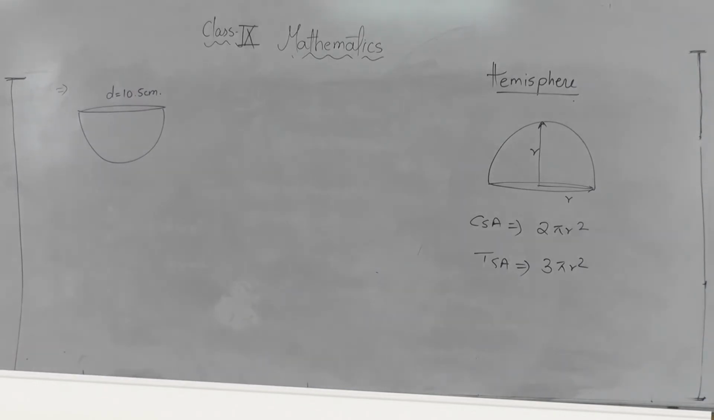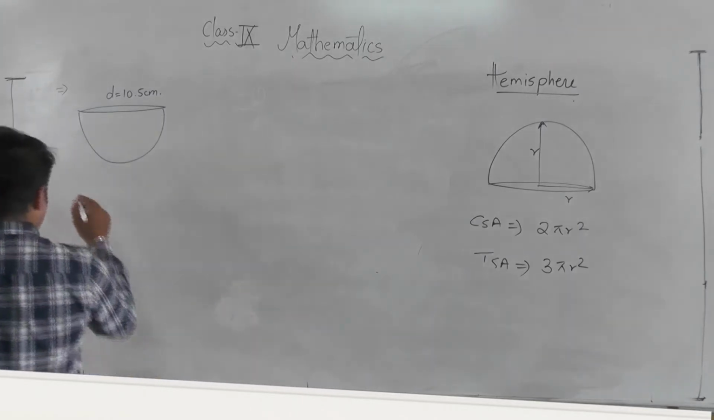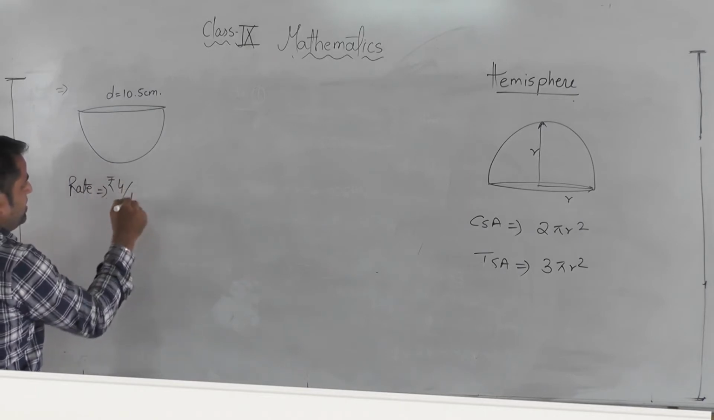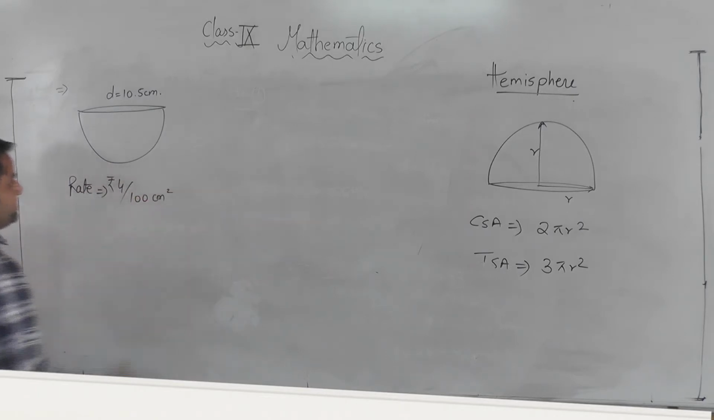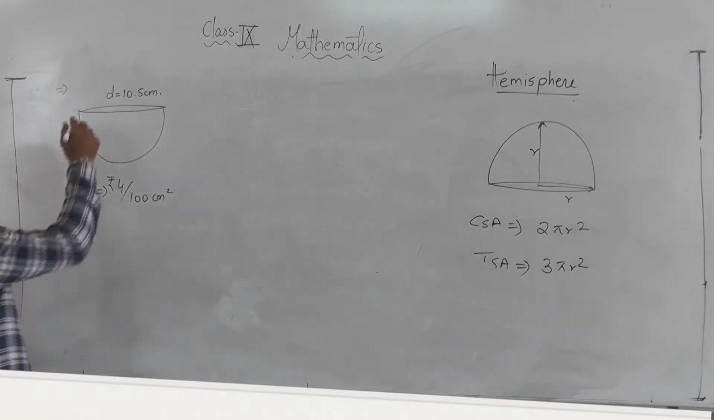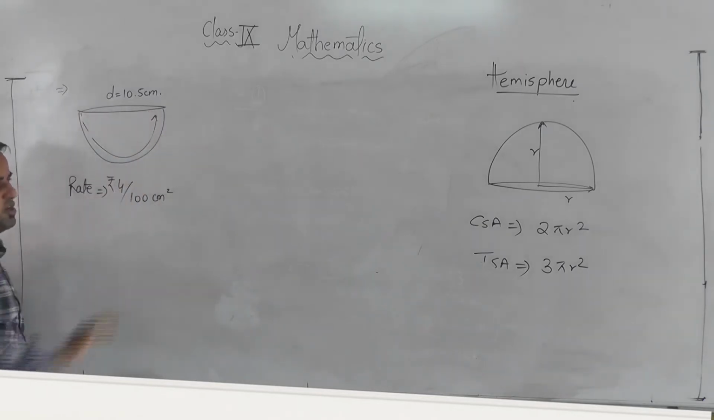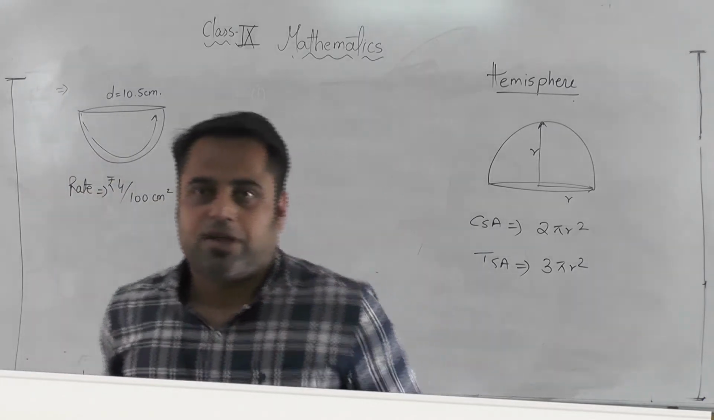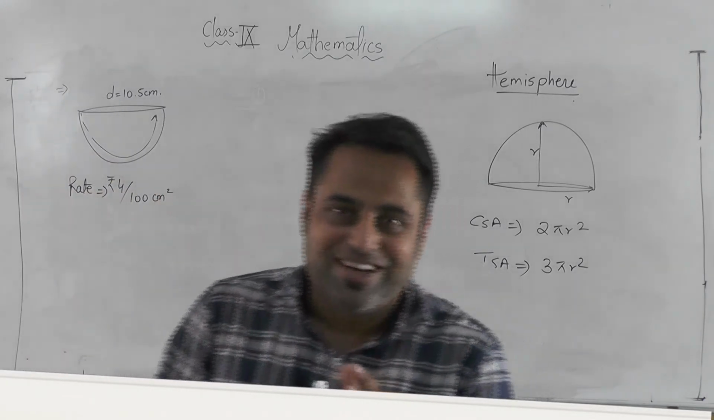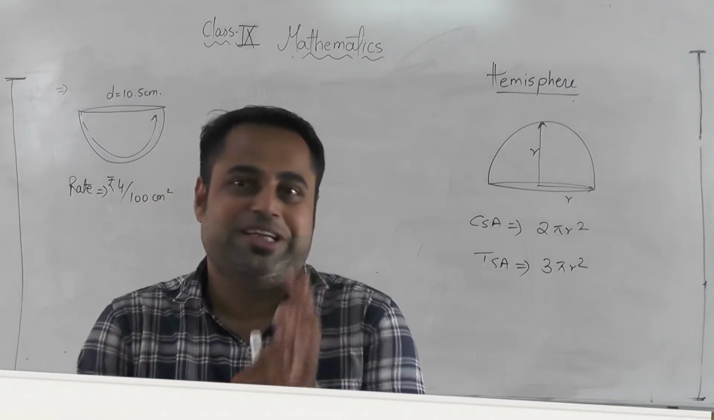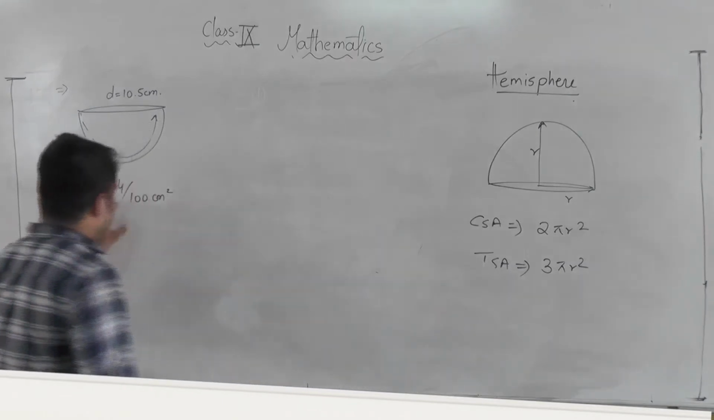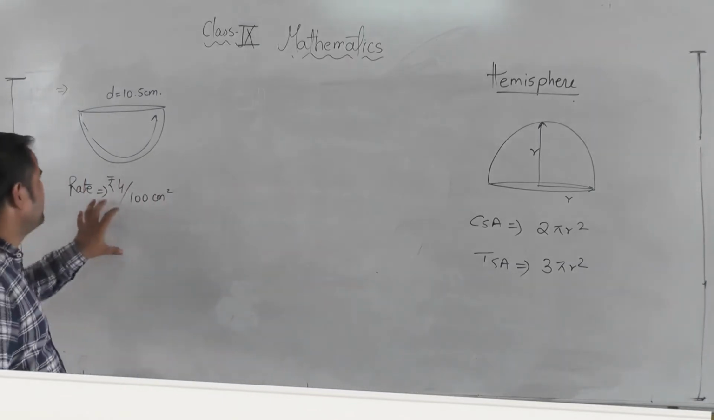Find the cost of tin plating it on the inside at the rate of 4 rupees per 100 centimeter square. Now it is actually talking about the inner surface only, not the outer. Now remember, you all eat Maggi or something in a bowl. Why am I mentioning Maggi? Because Maggi is the most eatable choice of youngsters nowadays. So the rate is 4 rupees per 100 centimeter square.